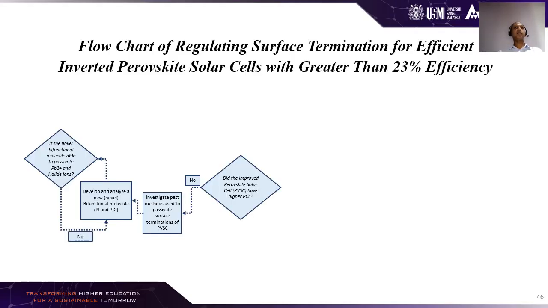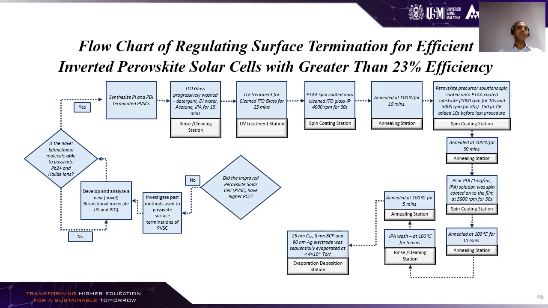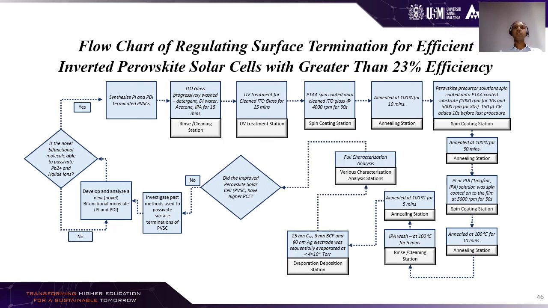So the flow chart here shows whether or not the improved perovskite solar cell, for the first journal, has met the higher PCE. If it's not, it goes through the various steps here, and then these are the various manufacturing steps taken, after which, once it is completed, it'll be going through a full characterization analysis. Now, during the various characterization analyses, if it has met and improved or higher PCE, then we can say we have successfully produced a PVSC with higher PCE using a passivated termination.